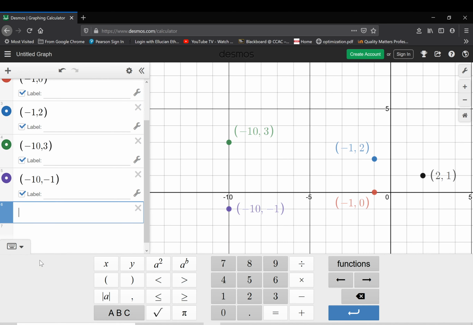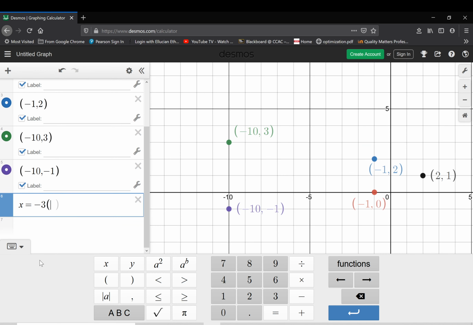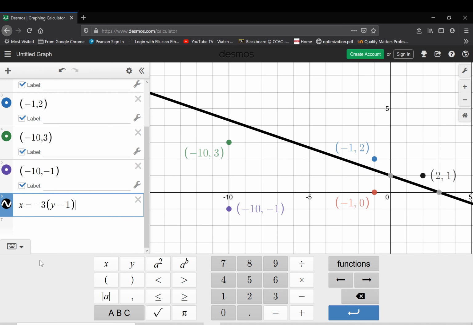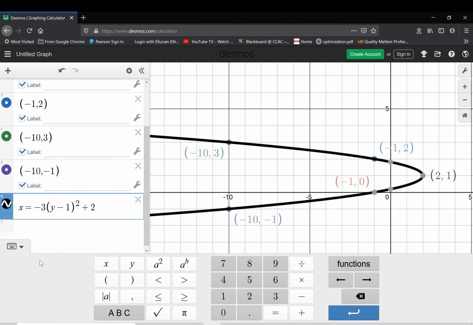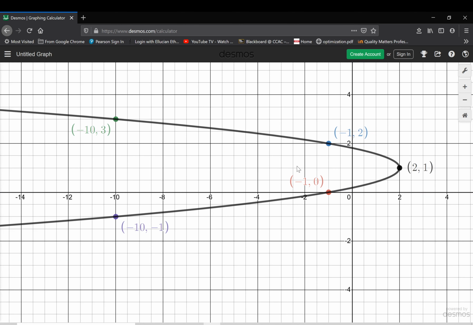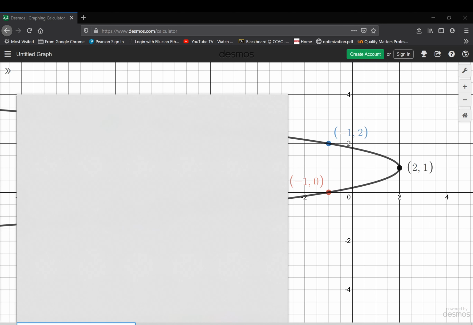And if I type in the equation that we have, x equals -3, parenthesis, y minus 1, and parenthesis, and I'll square that, plus 2. There's our parabola. Everything's labeled. Everything's perfect. Okay? So what I could do here for us, to make it nice and pretty, is I will include this in the notes.